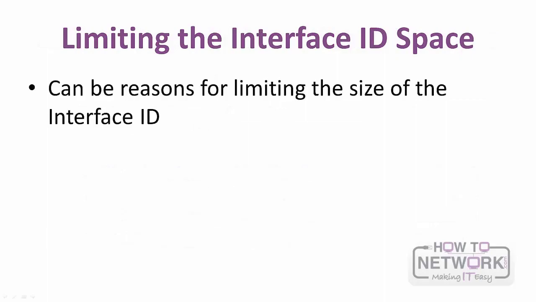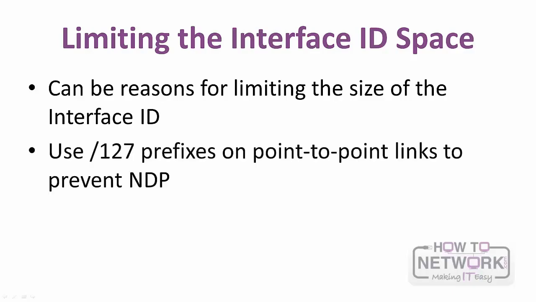Although IPv6 address space is plentiful, there can be reasons for limiting the size of the interface ID within a network infrastructure. RFC recommends employing /127 prefixes on inter-router point-to-point links to mitigate what is known as a Neighbor Discovery Protocol exhaustion attack, which is beyond the scope of this course.